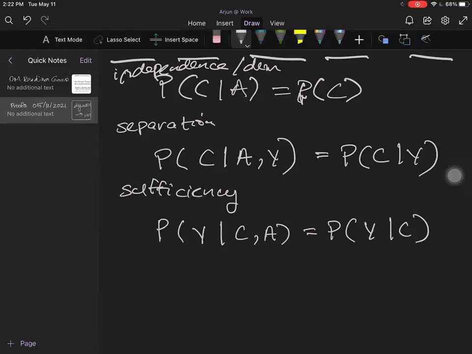Okay, so now let's consider a situation. Suppose C is income and A is education level, right? And we know that C is highly correlated with this A. So then how can we make the first independence assumption true? We know that if we remove that education level, then somehow we cannot predict C correctly.